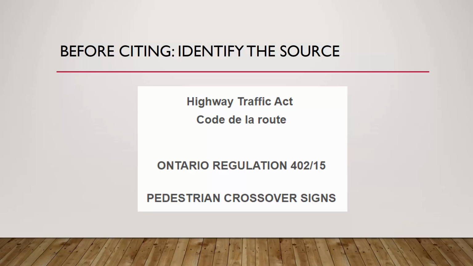A common mistake when looking at a regulation is to see the name of the enabling statute and identify the regulation as a statute. However, upon closer inspection, we see a reference to a regulation. In this case, the Pedestrian Crossover Signs Regulation is enacted under the Highway Traffic Act, so we need to be careful to cite this as a regulation, not a statute.